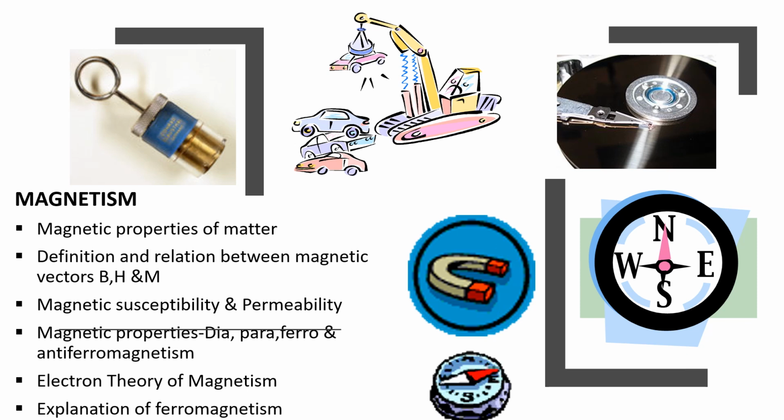Dear students, the next chapter is magnetism, and the main content of this chapter is magnetic properties of matter and definition and relation between magnetic vectors B, H, and M, the magnetic susceptibility and permeability, the magnetic properties of diamagnetic, paramagnetic, ferromagnetic, and antiferromagnetic material, the electron theory of magnetism, and the explanation of ferromagnetism.